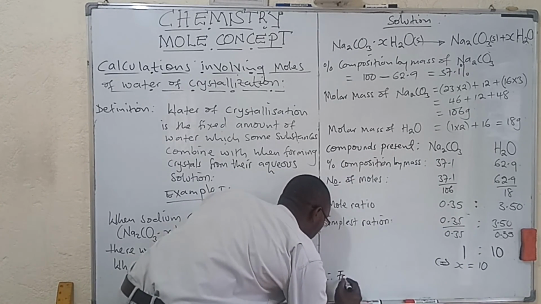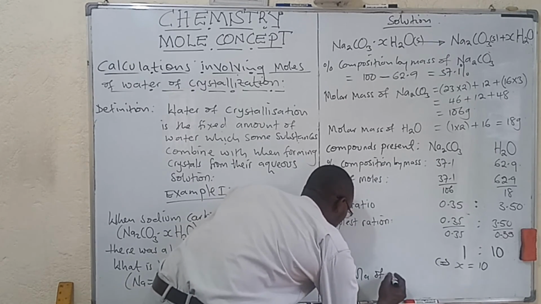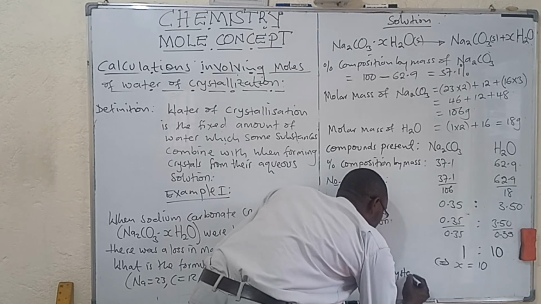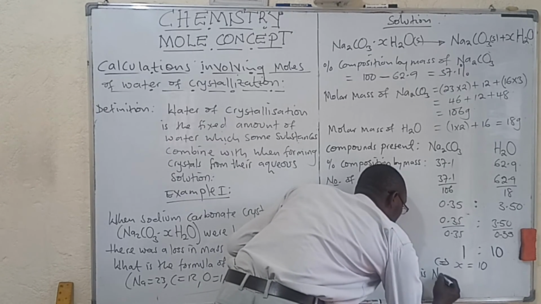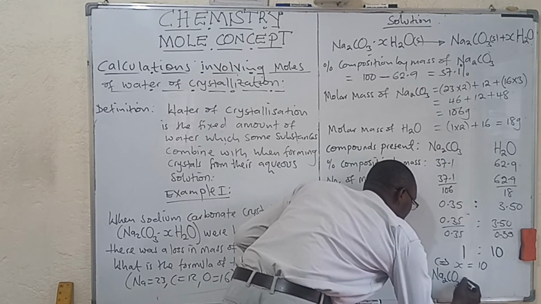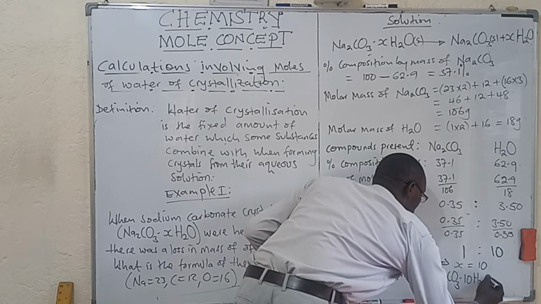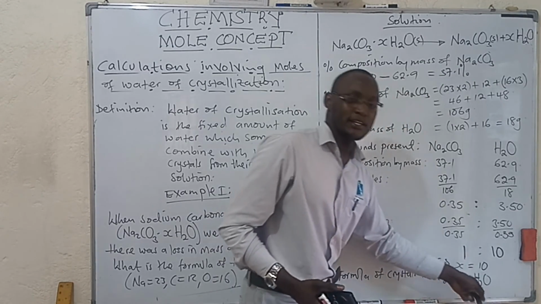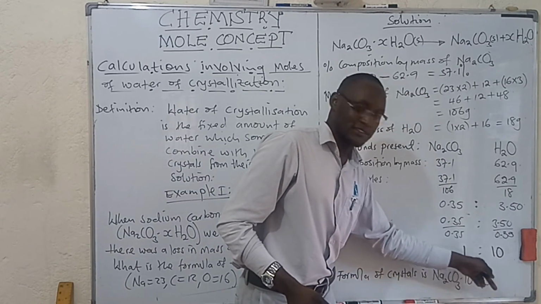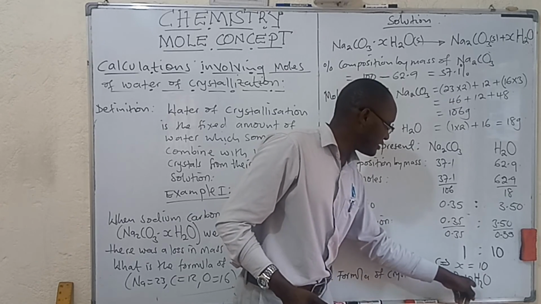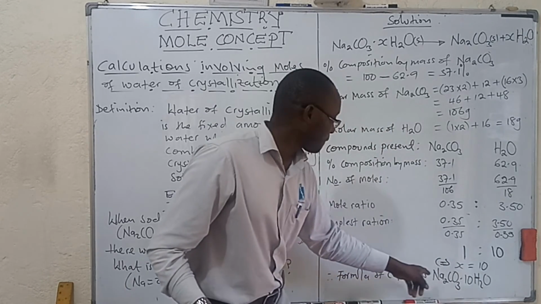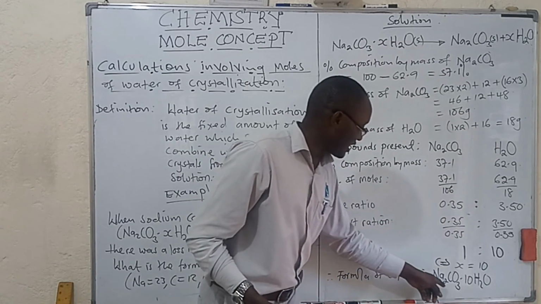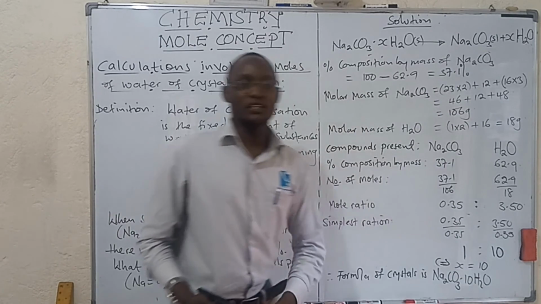So therefore, the formula of the compound or of the crystals is sodium carbonate .10 water. We pronounce this as sodium carbonate decahydrate. Deca means 10. Hydrated means with water. Sodium carbonate decahydrate. Can everybody say that? Sodium carbonate decahydrate. Or you can just read it as sodium carbonate .10 water.